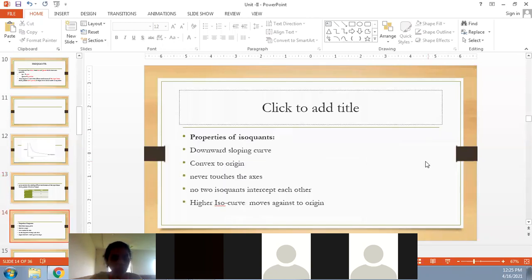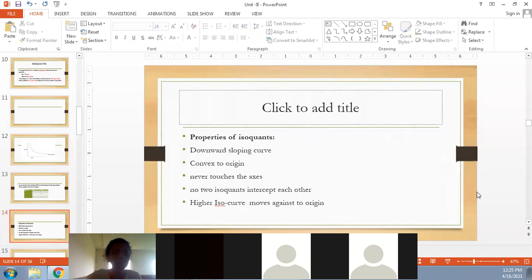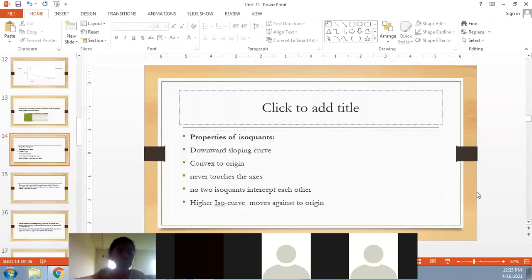Let us move to the next. What are the properties of isoquants? What are the basic properties of isoquants? Isoquants are downward sloping curves, convex to the origin, never touch the axes, no two isoquants intersect each other, and higher isoquants lie farther from the origin. I'll explain each point. The first point we have here is the downward sloping curve.